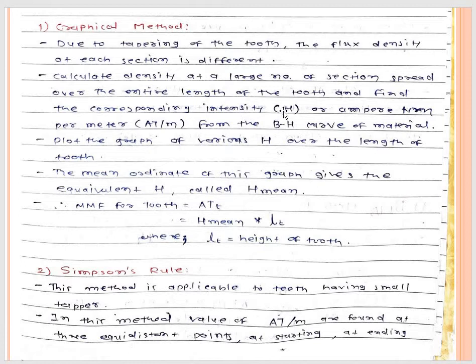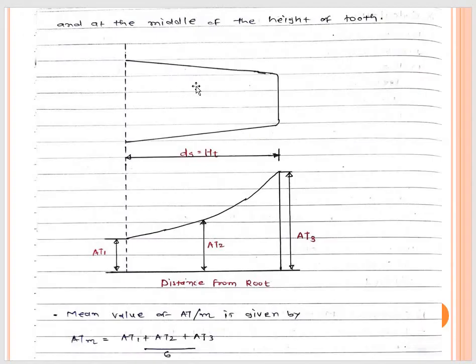The magnetic field intensity H is also measured in ampere turn per meter. So plot the graph of the various H over the length of the teeth. We have to find different values of H at different points over the teeth, starting from this point.